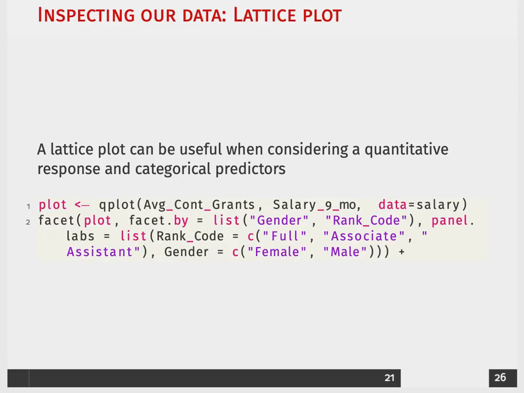And so here, qplot is just opening up a scatter plot. And essentially we are doing facets by gender as well as rank code. So male, female, associate, assistant, full. And we're going to look at the relationship then between grants and salary between these different categories.